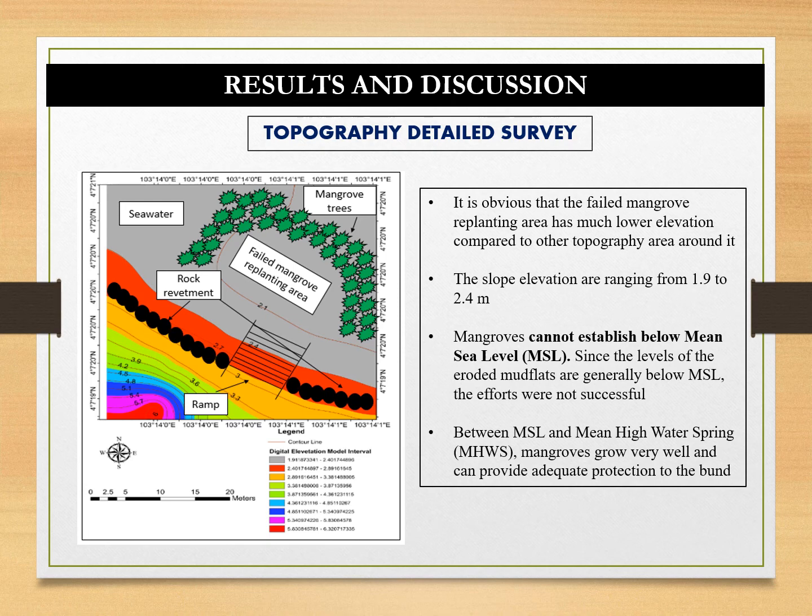And then for the topography detail survey, I got this finding from ArcGIS software. From here, it is obvious that the failed mangrove replanting area has much lower elevation compared to other topography areas around it. Here the slope elevation ranges from 1.9 to 2.4 meters. Mangrove cannot establish below mean sea level (MSL). Since the level of the eroded mudflats here is generally below MSL, the efforts were not successful. Mangrove grows very well between MSL and mean high water spring, and it can also provide adequate protection to the shore.